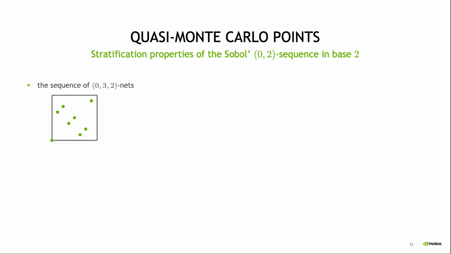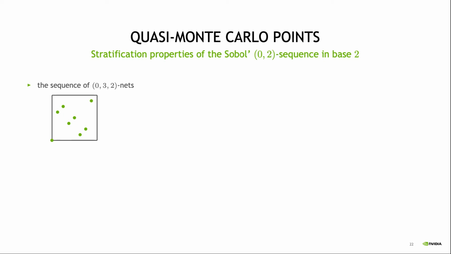The Sobol low discrepancy sequence is an example of such points. It is a deterministic construction of uniformly distributed points in the unit hypercube. Looking at the first 2 dimensions of the sequence, a special property is that each contiguous power of 2 sequence of points is perfectly stratified.